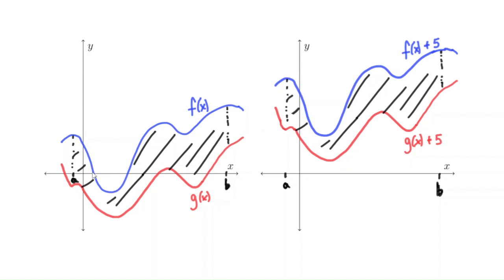And notice I've done that over here. I've taken the graph of f of x and shifted it up 5. So this is really the graph of f of x plus 5. And same thing with g of x. I've shifted them both up by 5.